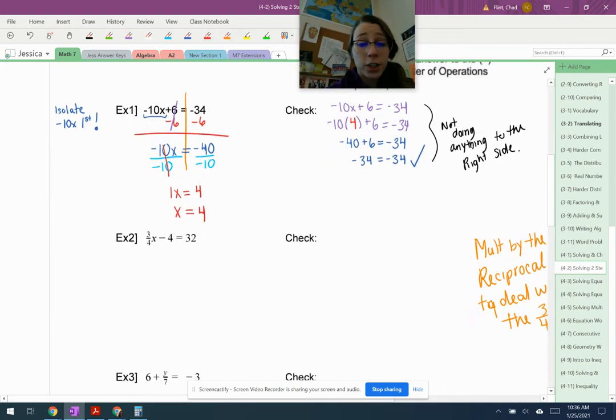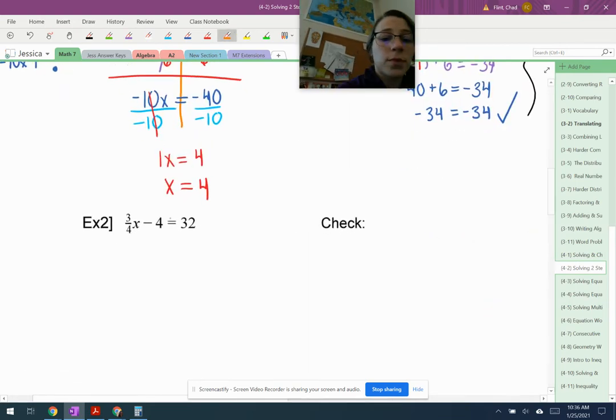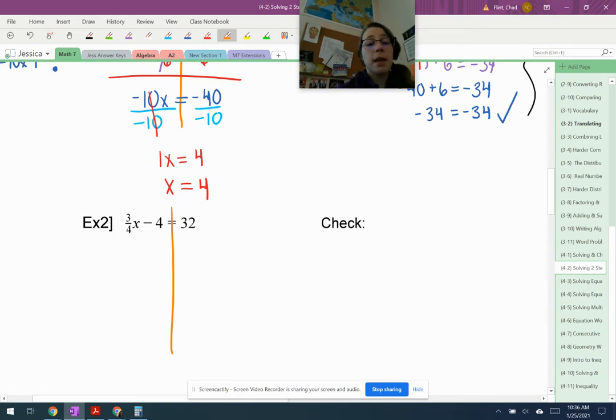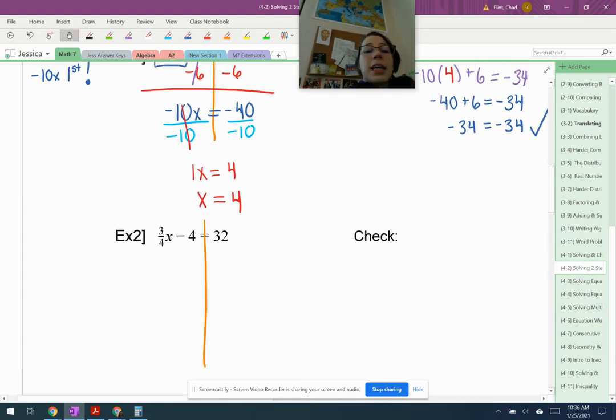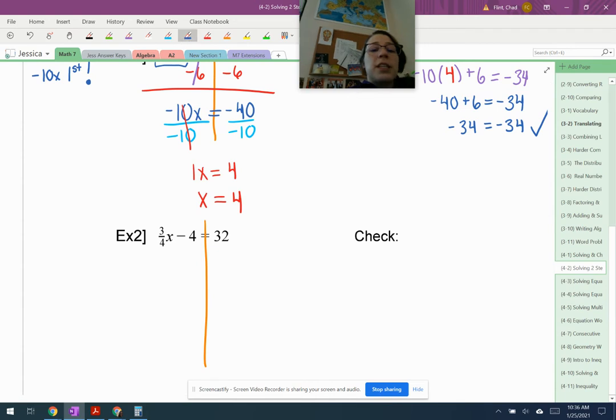But first, draw our line down the middle. What piece do I need to get rid of first? The 3/4 or the -4? And again, we're trying to get the piece with the x by itself first.